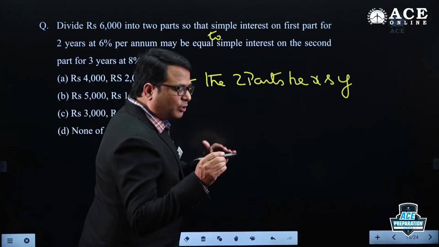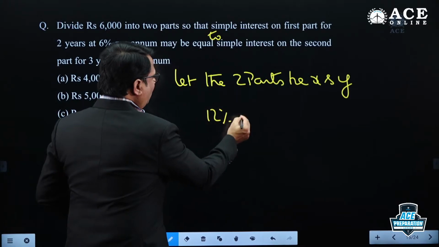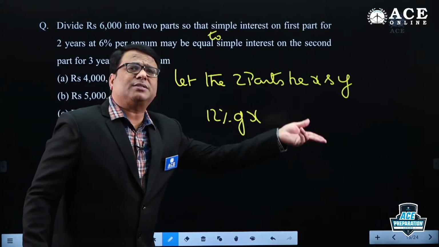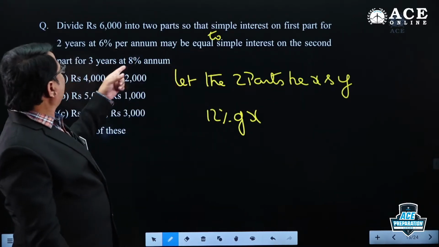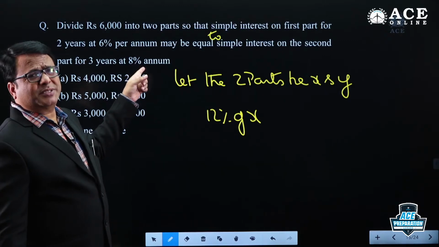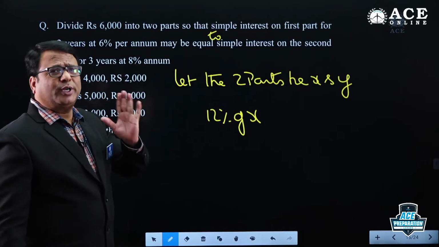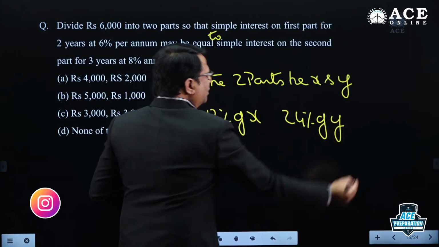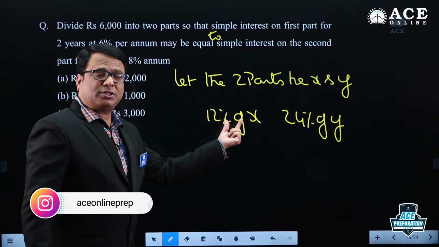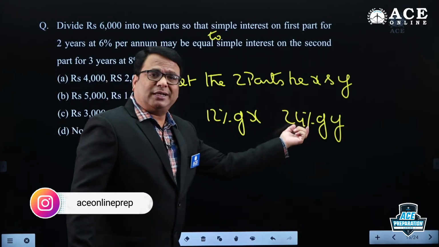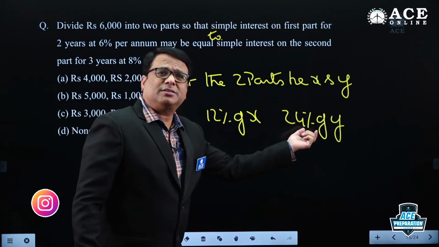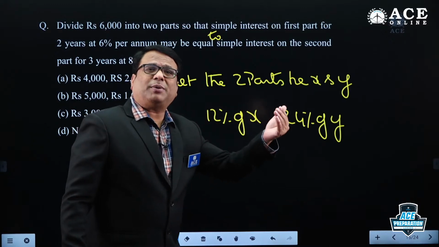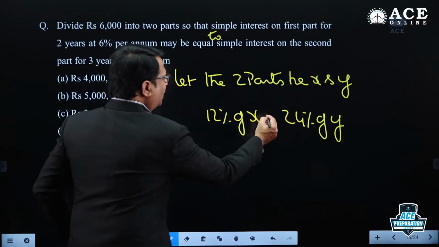So interest on first part for 2 years is how much? 12% of x. Then what is the interest on second part for 3 years? Each year you will get 8%, so for 3 years it should be 24%. So 24% of y. This is the interest on first part for 2 years, and this is the interest on second part for 3 years. Given in the problem, both are equal.